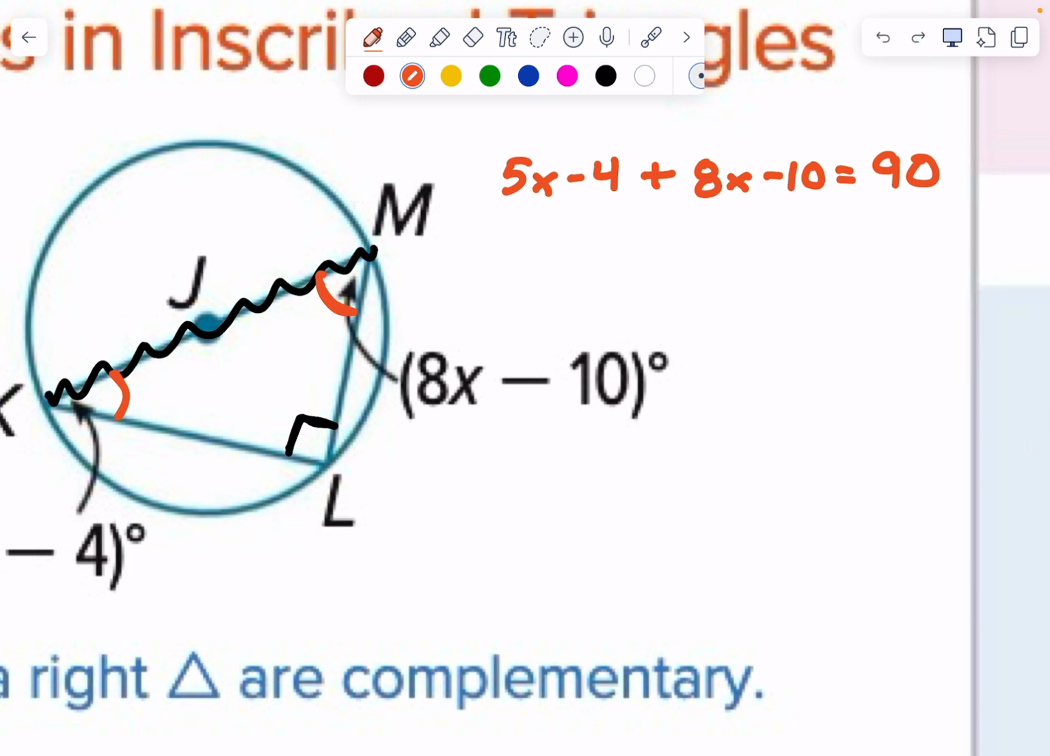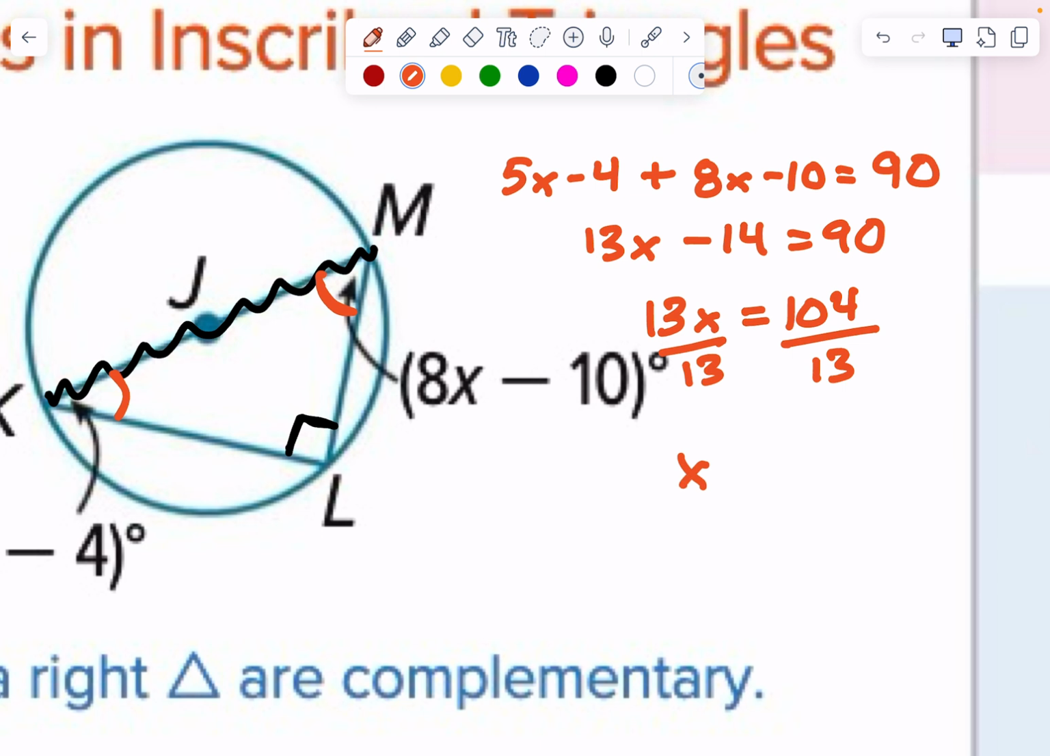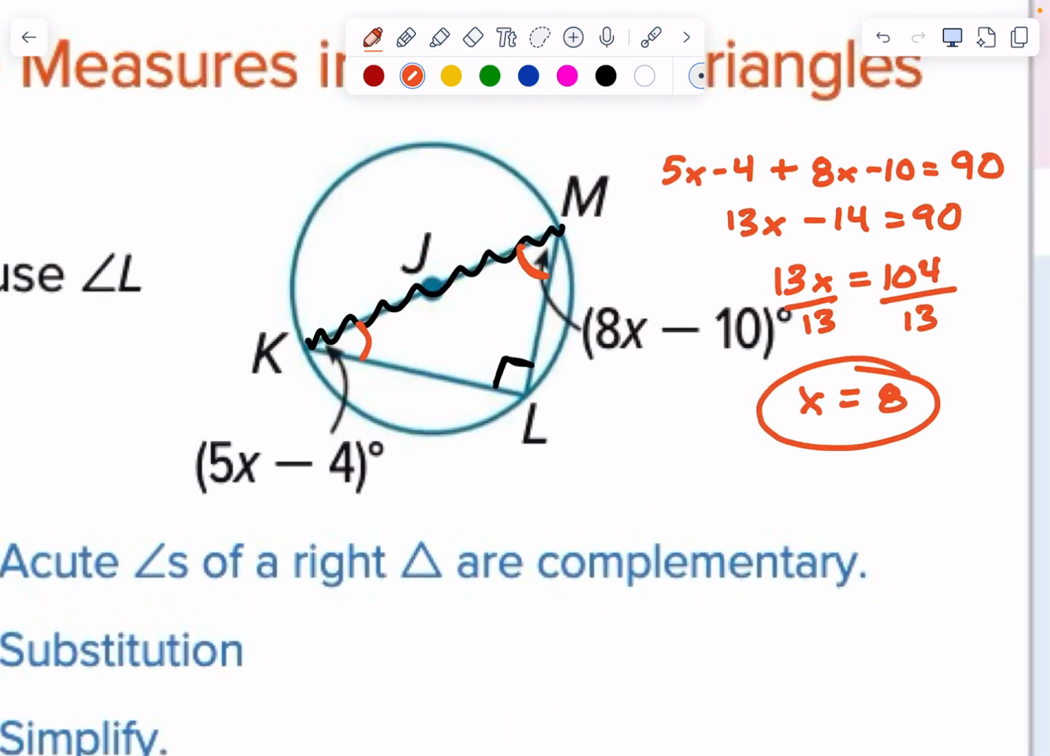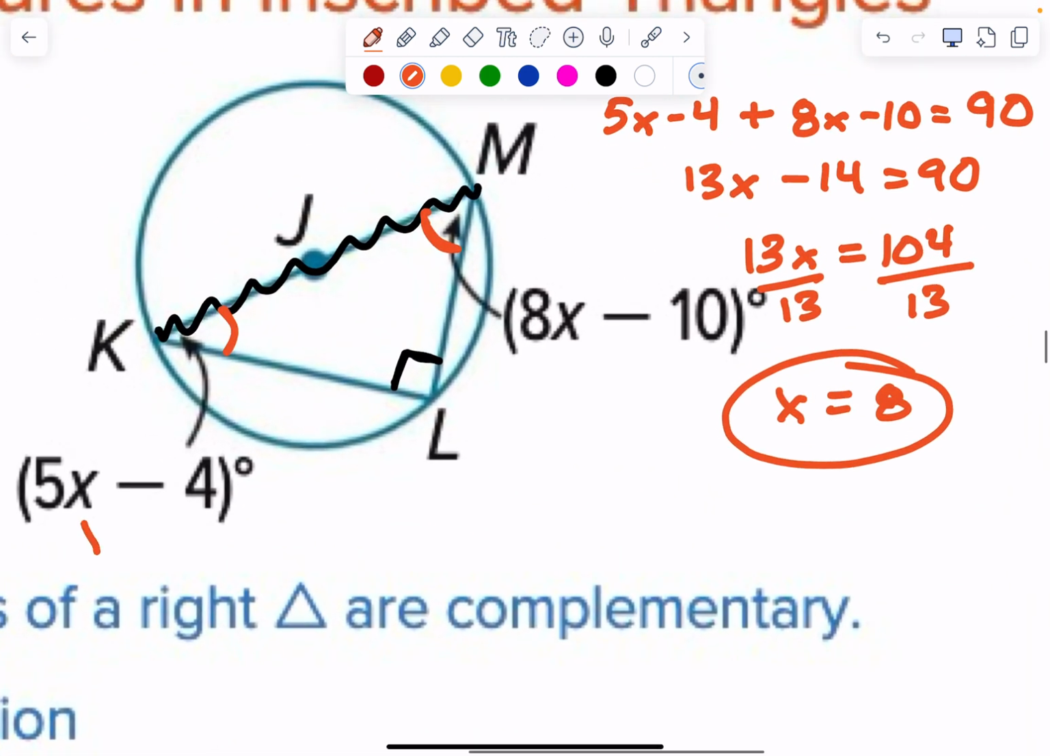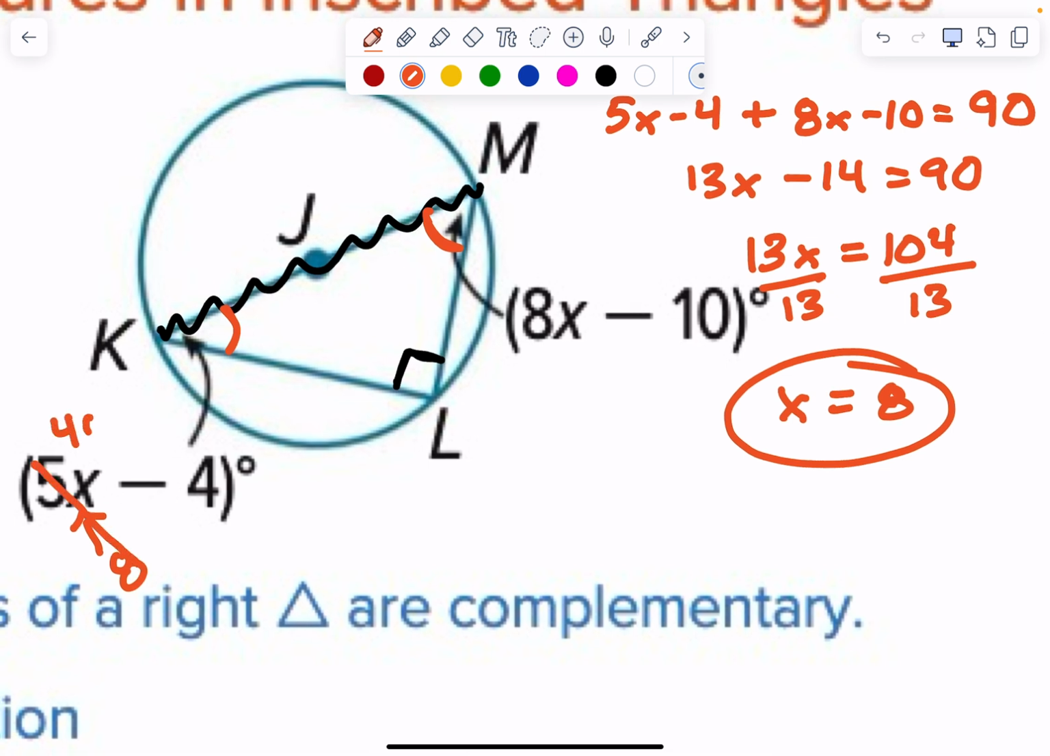So 5x and 8x is 13x minus 14 equals 90. 13x equals 104. Does that divide nicely? 8? Yeah, x is 8. But they want to know the measure of angle K, so I have to plug in 8. 5 times 8 is 40, minus 4 is 36. You betcha. Okay? Got it?